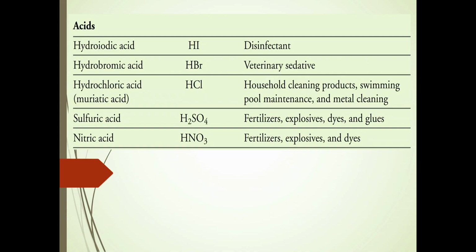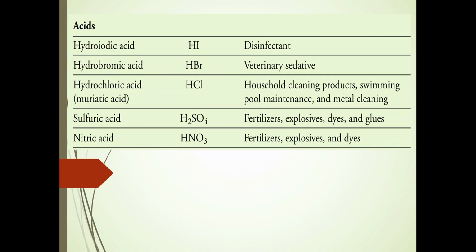HCl is probably the most common. You can pick that up at Home Depot or Lowe's or any of those places. We used to use it to maintain the pH for a swimming pool. It's good for cleaning metals, and it can be found in certain household cleaning products. Then we get some that are attached to polyatomics, sulfuric and nitric.